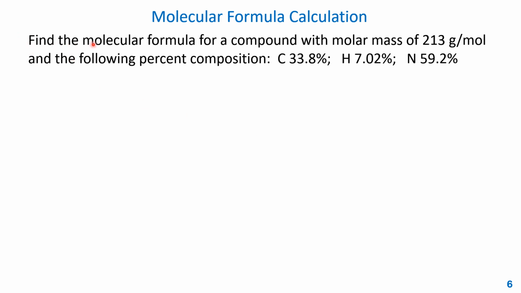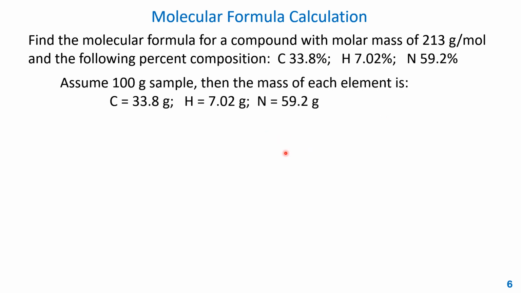This example: find the molecular formula for a compound with a molar mass of 213 grams per mole and the following percent composition, which gives you three different mass compositions of carbon, hydrogen, and nitrogen. Actually, I'll show you two different ways. The first way is to calculate the empirical formula. Follow the same strategy: assume 100 grams of sample, then each element's mass will be the same as the percentage. So 33.8 grams carbon, 7.02 grams of hydrogen and 59.2 grams of nitrogen will be in 100 grams of sample.